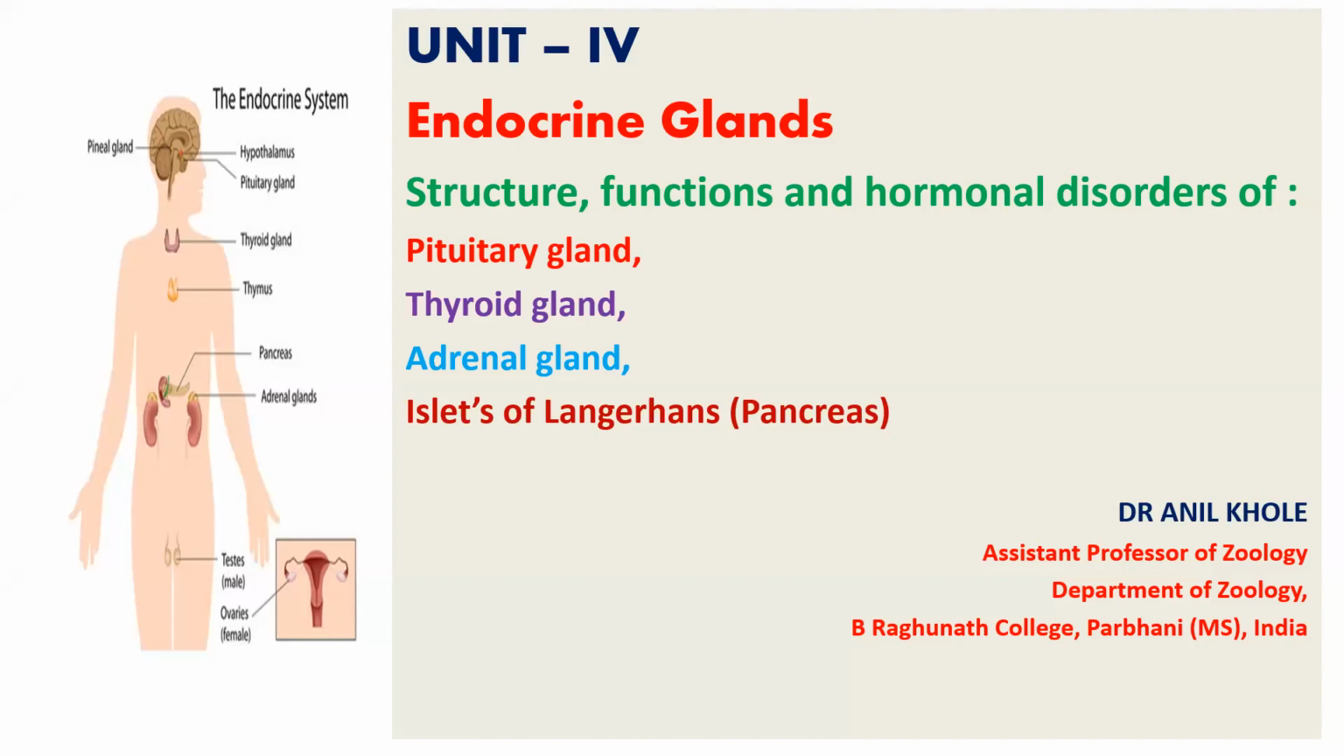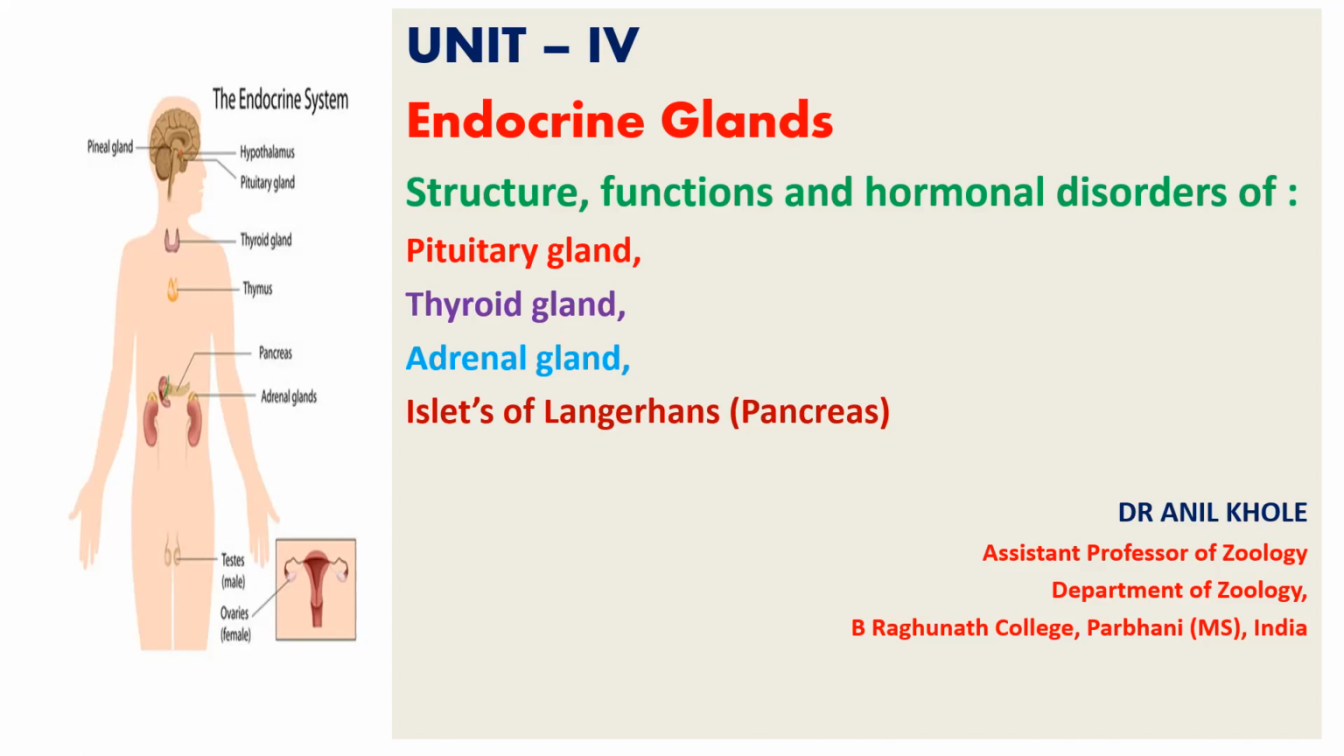They have ducts, and whatever secretions are in them are eliminated out with the help of that duct. But endocrine glands are ductless, and whatever secretions are secreted in the form of hormones are directly liberated into the bloodstream or the blood vessels. So both these systems have their specific importance in our body.